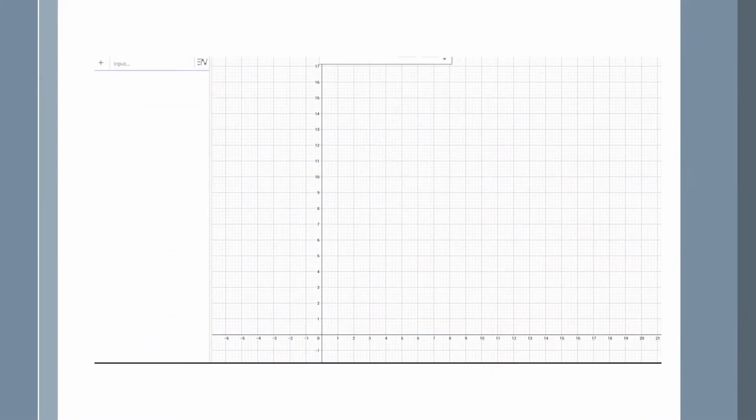All right, I'm over here in GeoGebra, and you see we got a piece of graph paper up. We're going to first plot our points, our x and y values here on this graph, and then we'll take a look at whether it's discrete or continuous. But let's get our first point in here.